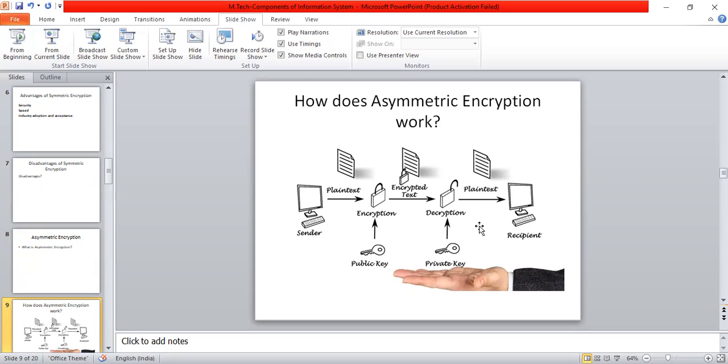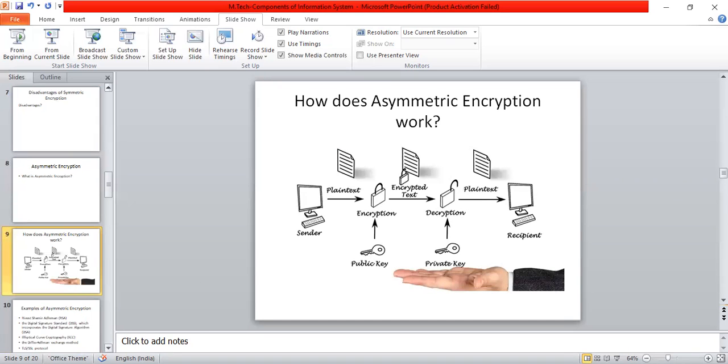No one other than J, not even C, can decrypt this file because no one other than J knows J's private key. The same process applies when J wants to send a file back to C. J encrypts it with C's public key, and C uses her private key to decrypt the file. This is how the asymmetric encryption process works.